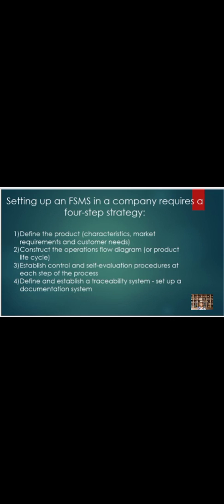So what is the purpose of a food safety management system? The purpose of a food safety management system is to ensure that food is safe to eat and will not lead to outbreaks of foodborne illness among customers. Food incidents or concern about the safety of food can harm the food business operation's reputation in the industry. Next, setting up an FSMS in a company requires a 4-step strategy.